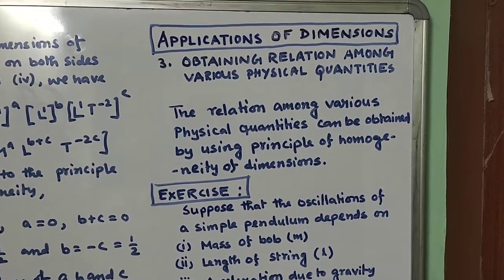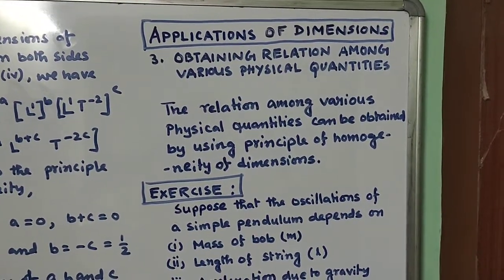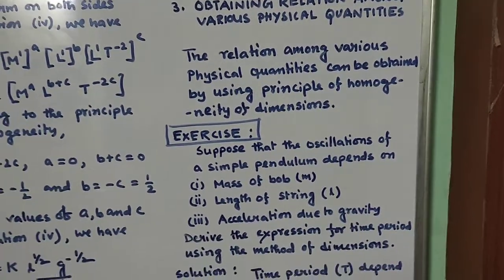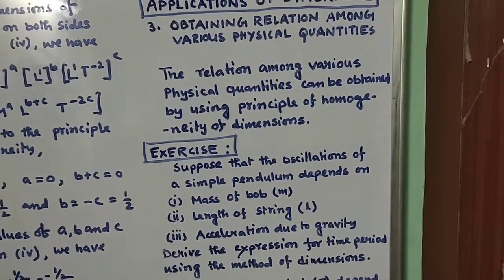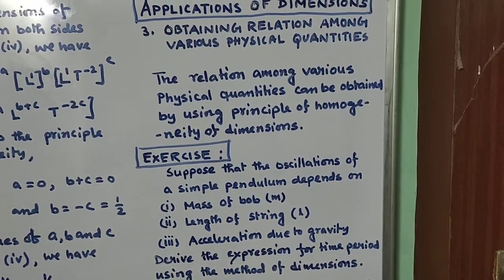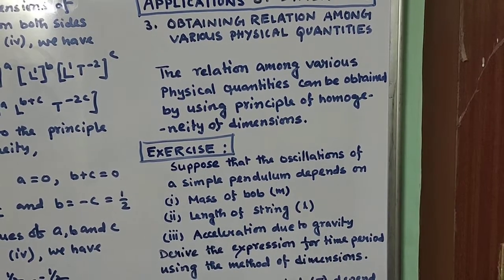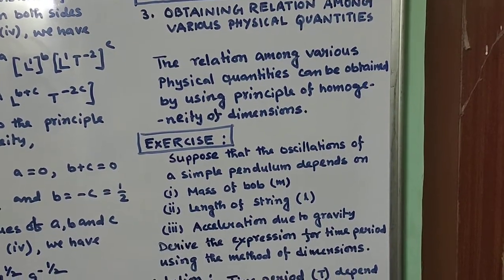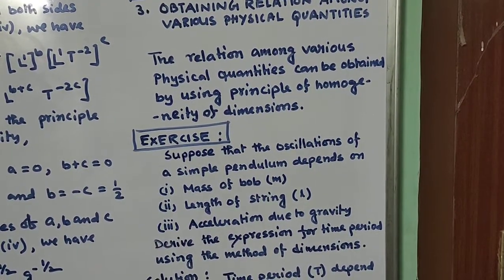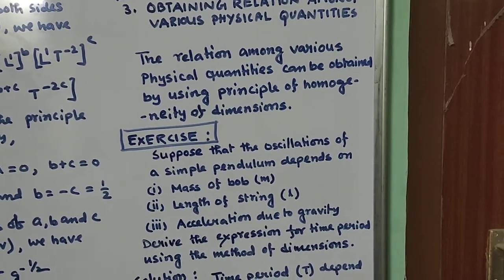Now how can we use the principle of homogeneity in defining relations among physical quantities? Let me explain by considering one example. Suppose that the oscillation of a simple pendulum, that is the time period of oscillation, depends on number 1, mass of bob, number 2, length of string L, number 3, acceleration due to gravity. So these are the factors on which the time period of a simple pendulum depends, and our job is to define the expression of time period in terms of these physical quantities.